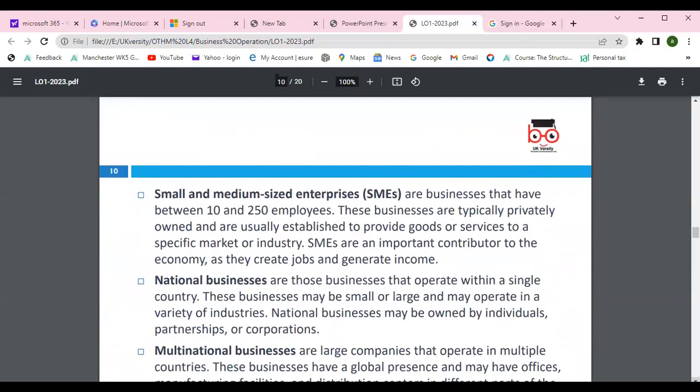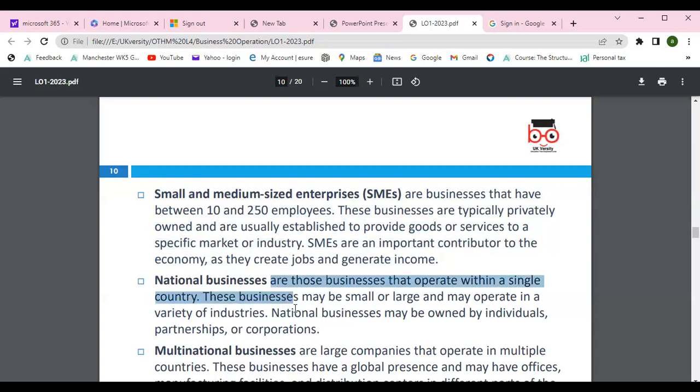SMEs, small and medium-sized enterprises. If you have between 10 and 250 employees, it's known as small to medium. When the government gives funding to companies to expand the business, they look at which type of company they will give to, and what tax rate will be on these companies. So there are rules of funding. That's why we categorize them.